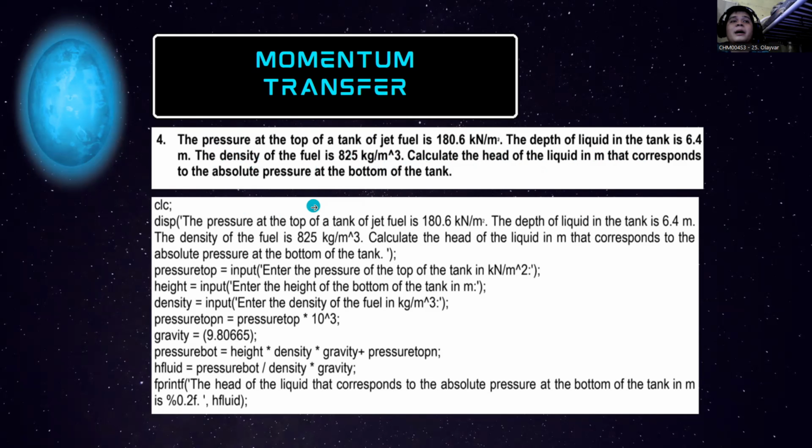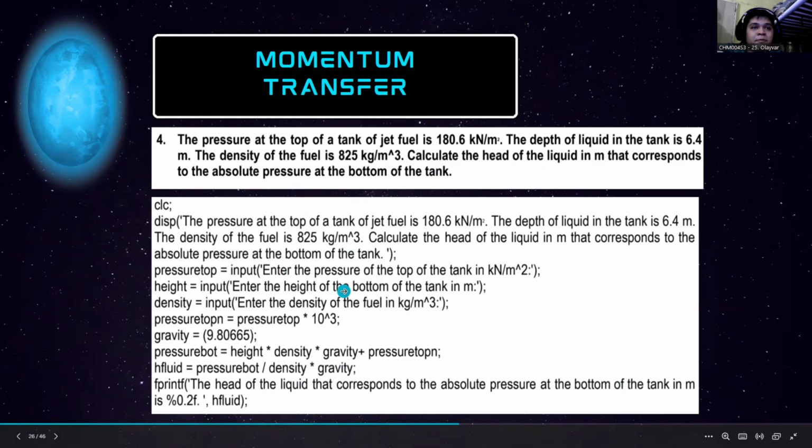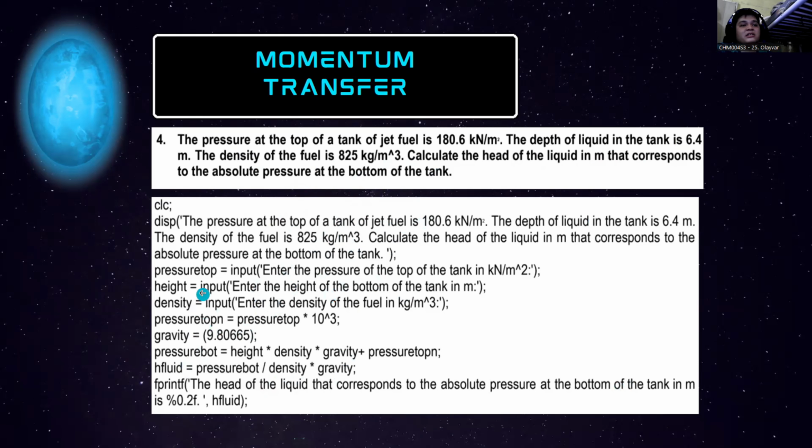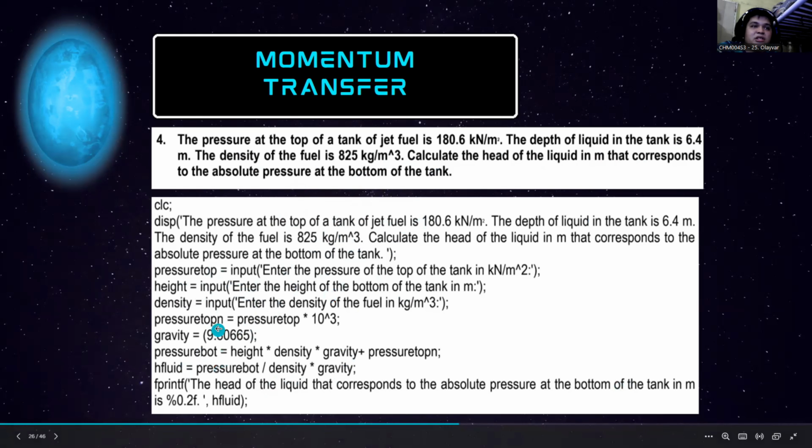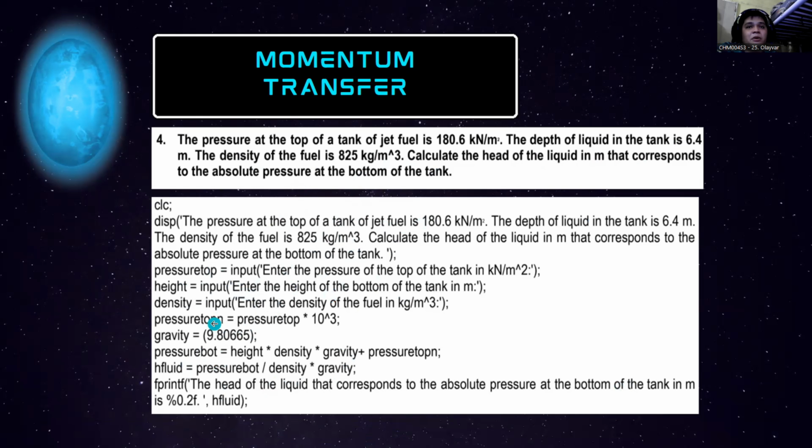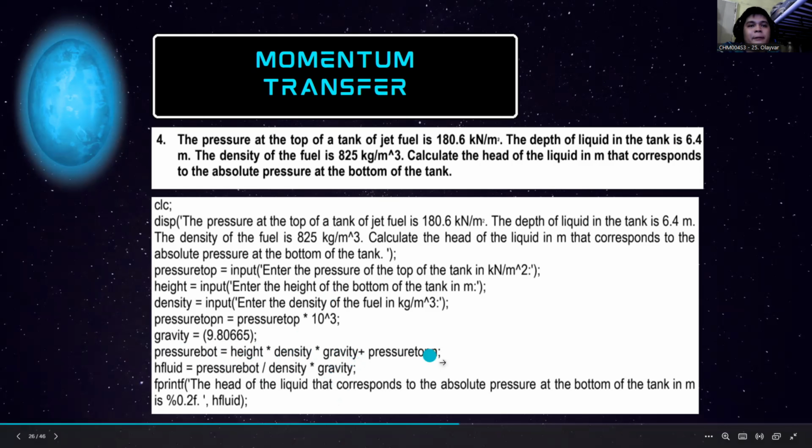Now, we put the problem here, the problem that we need, and the input, where we input the necessary data in order to get the results. After that, there are lots of formulas that we need, which is the conversion of the pressure at the top and having the gravity constant, 9.80665, and the pressure at the bottom, which we will get by the formula of height times density times gravity plus pressure top.